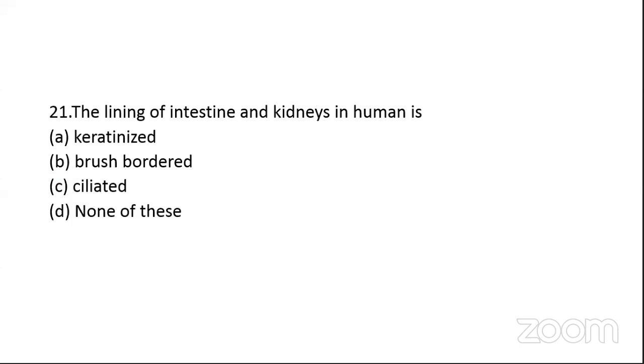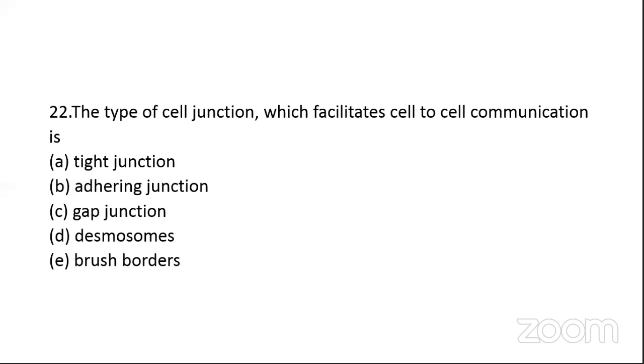The lining of intestine and kidneys in humans is, please answer. It is not keratinized. Keratinized means on the normal skin, what we have is keratinized epithelium. Brush border is wrong. They have asked the lining of intestine and kidneys, so normal cells. Brush border has microvilli. Ciliated is wrong. None of the above is correct. Some students will say, sir, it is brush border because in the nephron they'll take the PCT into consideration, but that is wrong. They've taken the whole of the kidney.